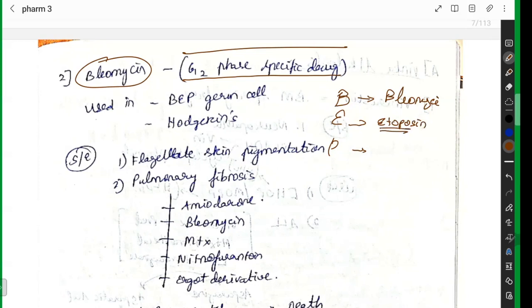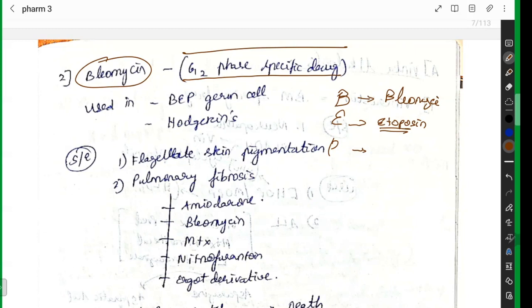Etoposide inhibits what phase of your cell cycle? They are going to be either topoisomerase 1 or topoisomerase 2. Topoisomerase 2. It is not S phase. It is going to inhibit your G2 phase. It is going to be topoisomerase 2.